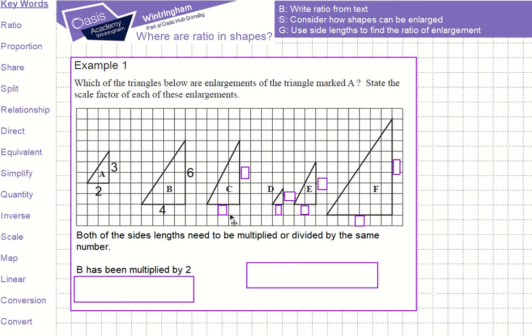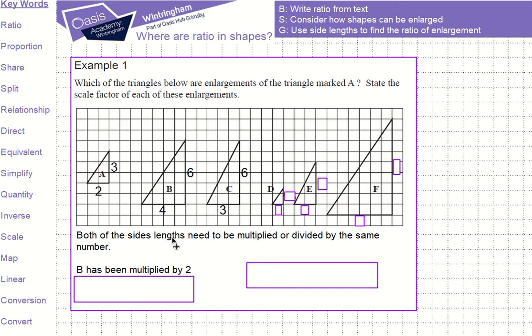Moving on to shape C. Make sure you've got this drawn out, and what we're going to do again is count the side length. So along the base is 3. And the height, 1, 2, 3, 4, 5, 6. 3 and 6 for shape C.